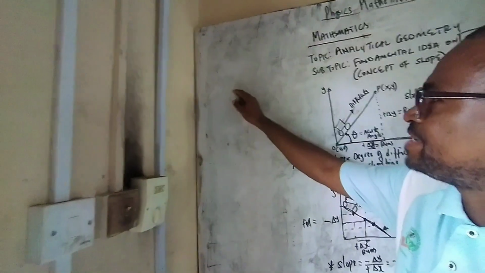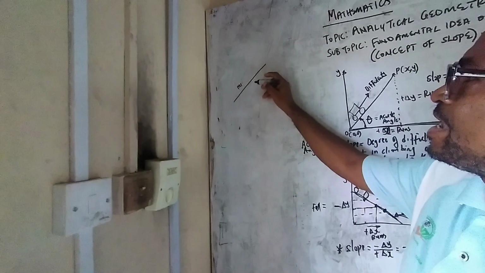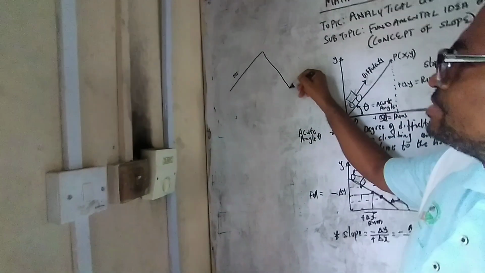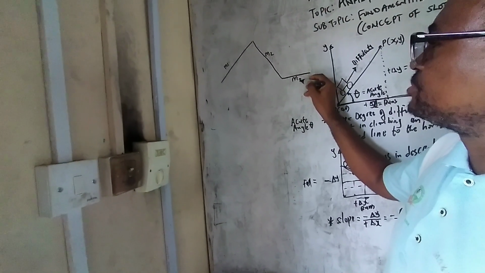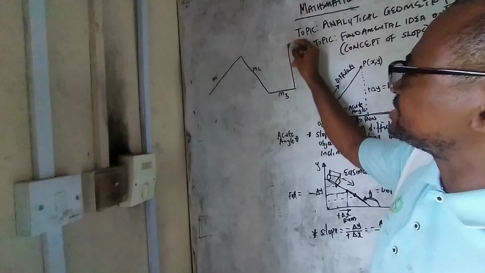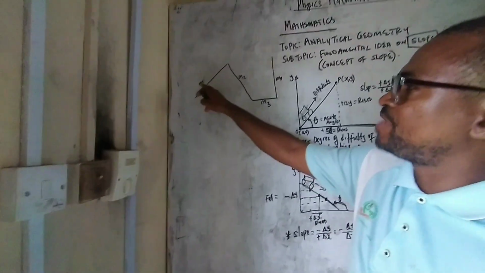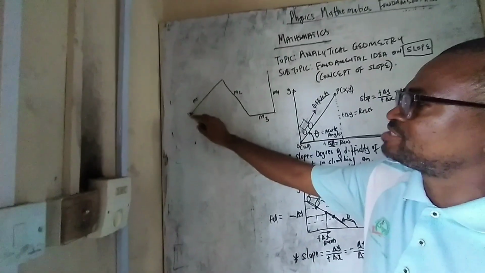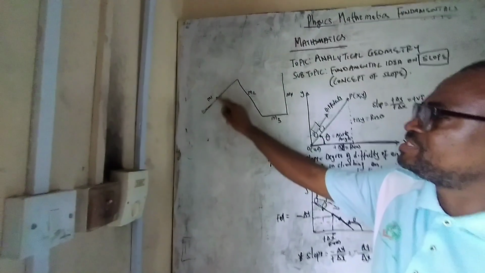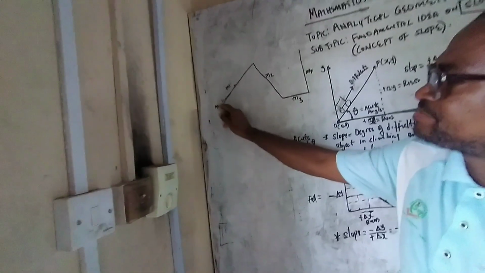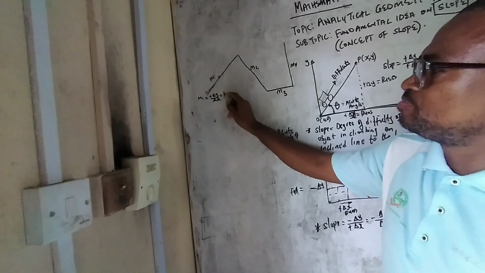If we have a line that is inclined this way, call it slope m1, and the line that is inclined this way, call it slope m2, and the line that is horizontal, call it slope m3, and the line that is vertical, call it slope m4. Now, if you go to slope m1, as an object is moving upward, there is a rise, that is positive change in y and positive change in x. So m1 will be plus delta y divided by delta x. So this slope here is positive.